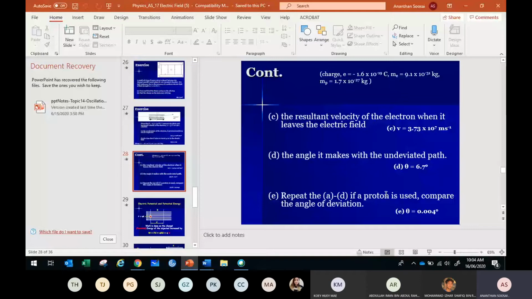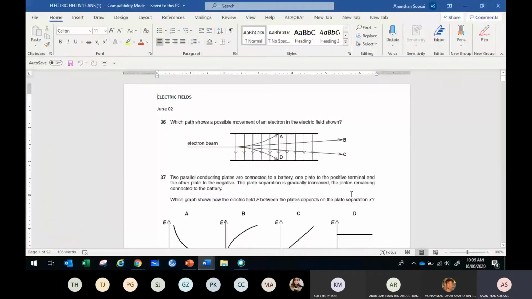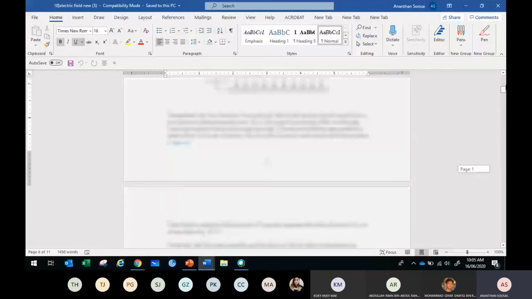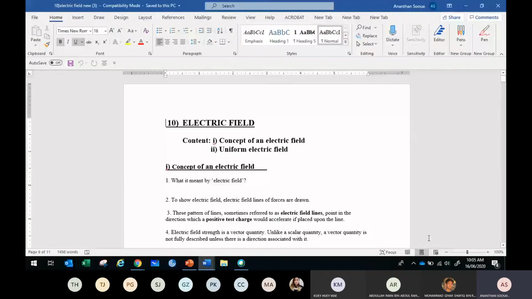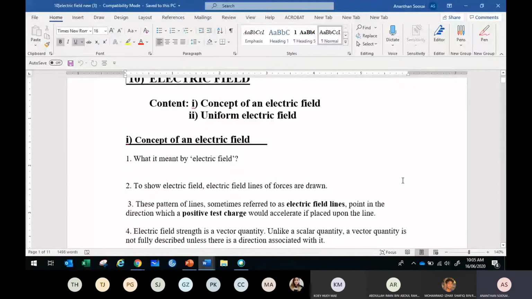Okay, so first, before we continue, this is the word file. The word file, you have to fill up something about this file. Okay, let's recall back what we learned yesterday. First thing, you need to fill up here what is meant by electric field. Okay, what is meant by electric field?